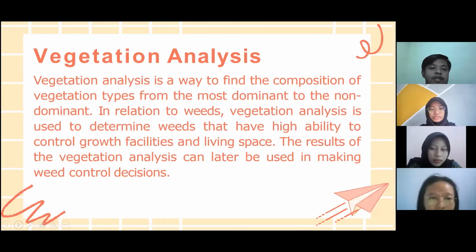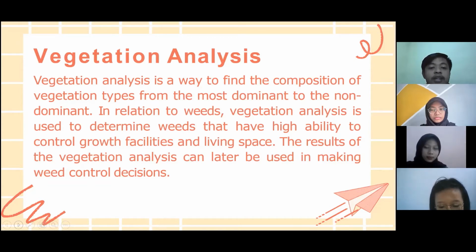The first is vegetation analysis. Vegetation analysis is a way to find the composition of vegetation types from the most dominant to the non-dominant. In relation to which, vegetation analysis is used to determine weeds that have a high ability to control growth, facilities, and living space. The results of the vegetation analysis can later be used in making weed control decisions.